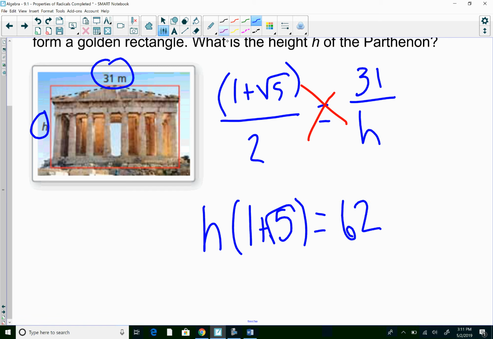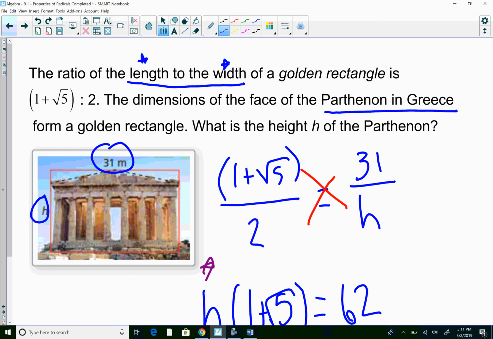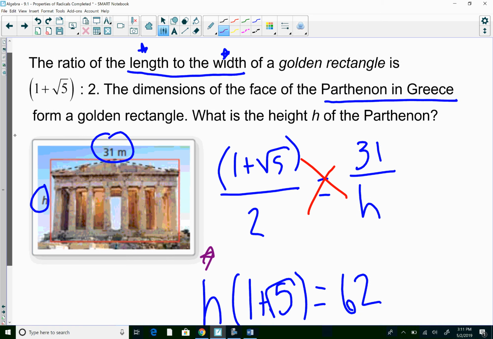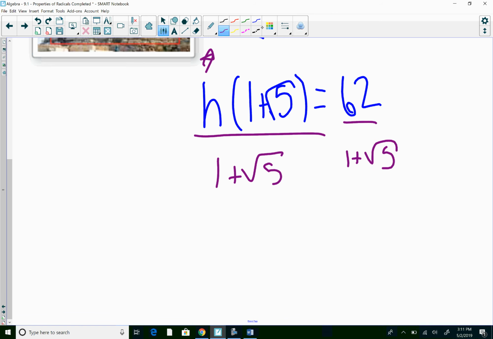And then our goal, because we're in algebra, is to isolate h, get h all by itself. Sorry, guys. So we want to just isolate h. So what we're going to do is we're going to just get it all by itself. So we're going to take that 1 plus root 5 and get it over to the other side. Okay, so now that leaves us with h equals 62 divided by 1 plus root 5.